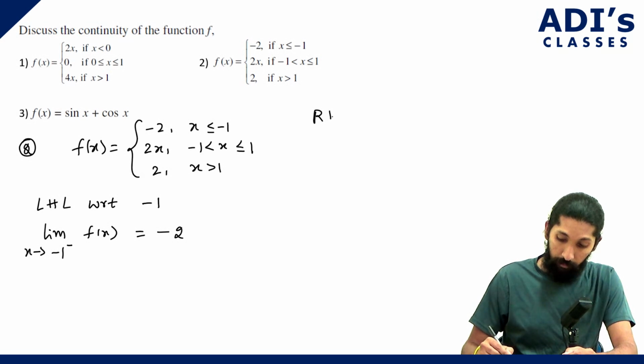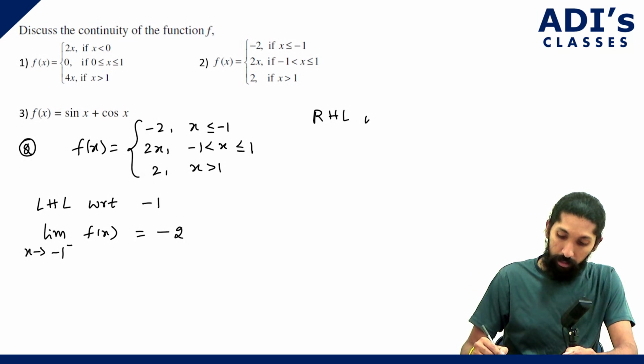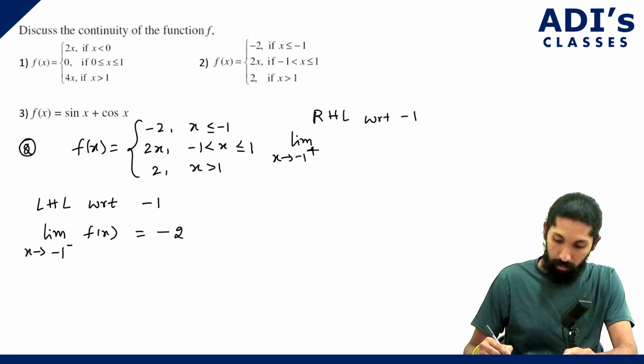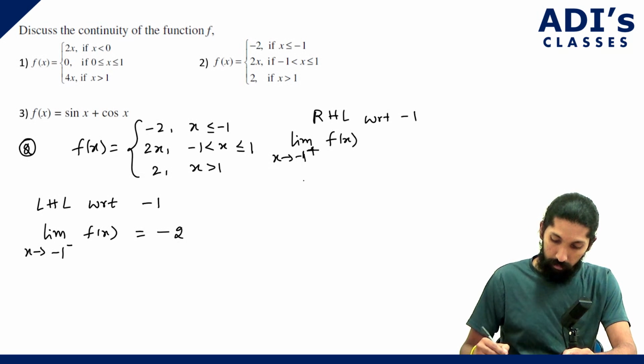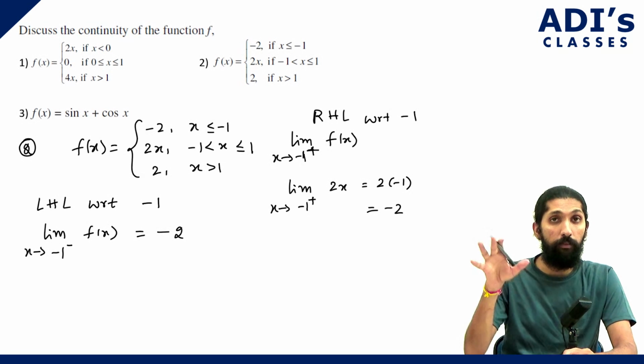Go for RHL. If this is true, go for the value. RHL with respect to -1. So what do we have? Limit as x tending to -1 plus f of x, correct? This is going to give me, see, what is my function? Limit as x tending to -1 plus 2x. This is going to be 2 times -1, minus 2. Okay, so now we have LHL is equal to RHL.